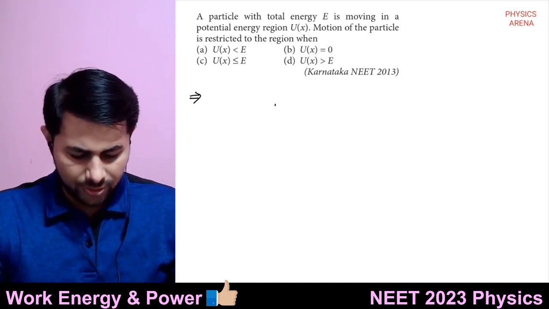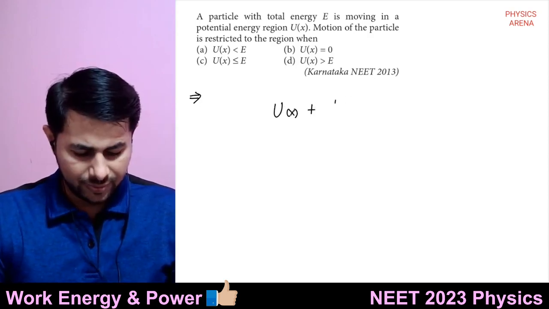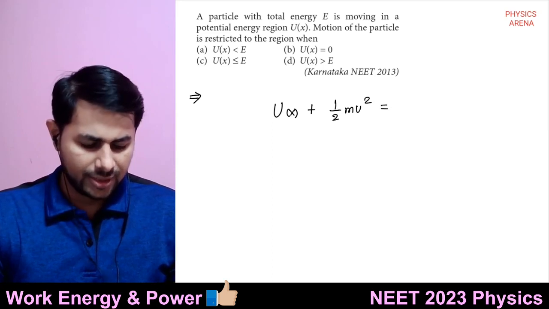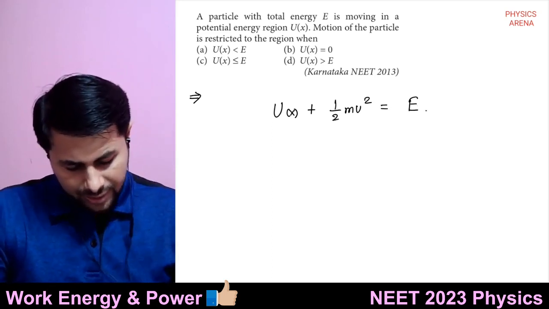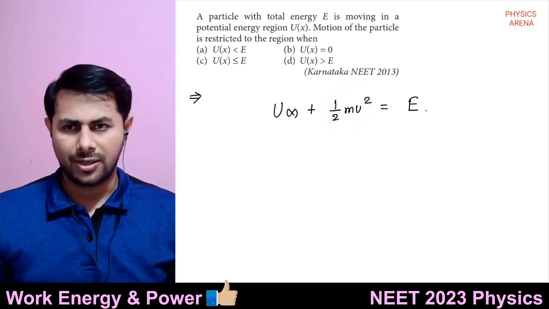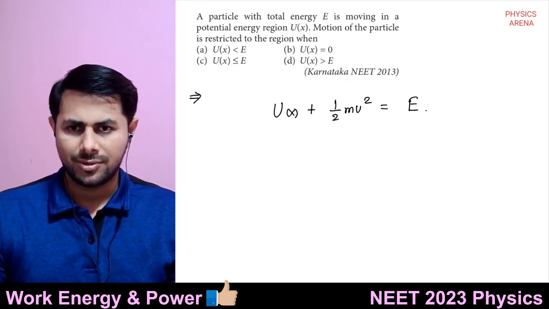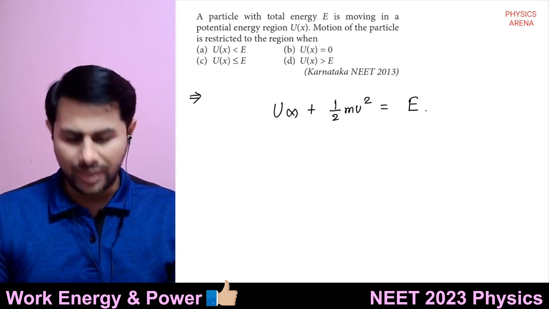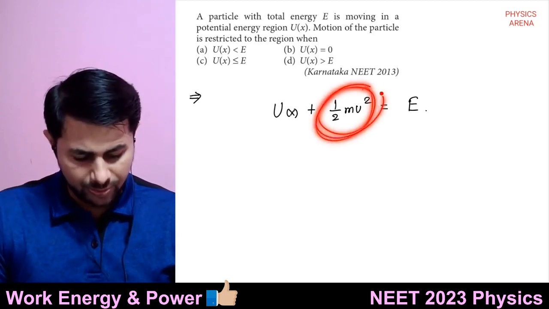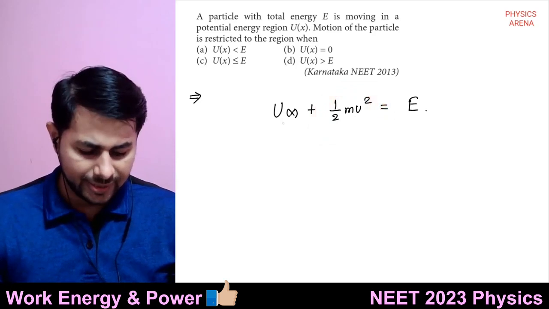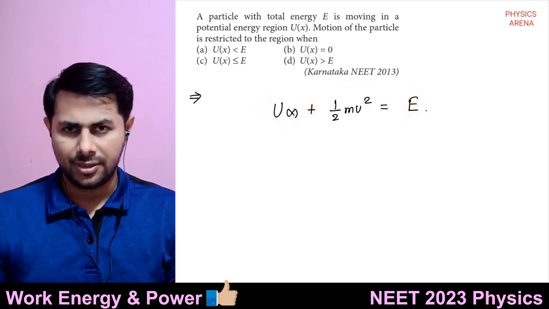Okay, so we can say U of x plus some kinetic energy, half mv square, is equal to the total energy, right? And this half of mv square kinetic energy will have some positive value. So if this is positive, you have to add something to U of x to get energy E, right?